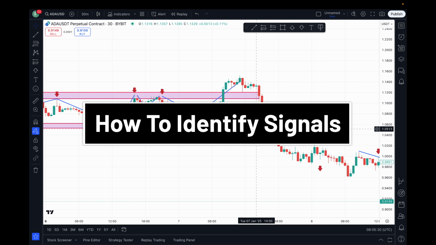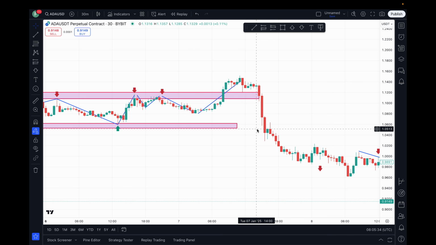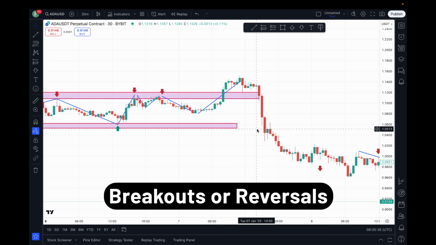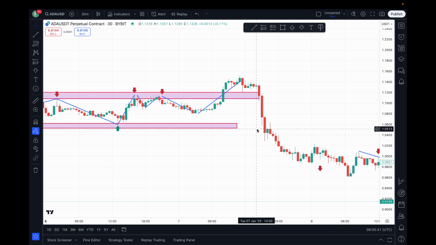Now, once you've understood all of this, the next thing is, how do you identify signals? That is, how do you know what to do, whether to long or to short if you are trading futures? Now, there are 2 ways you can do that. You can use breakout or you can use reversals. By the way, I'll be giving you a tip on what you can add to this to make it more profitable for yourself. But that will be at the end of the video, so keep watching.